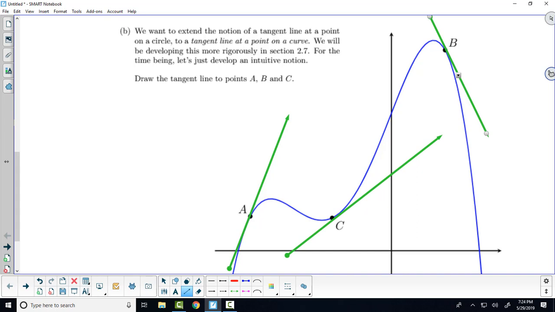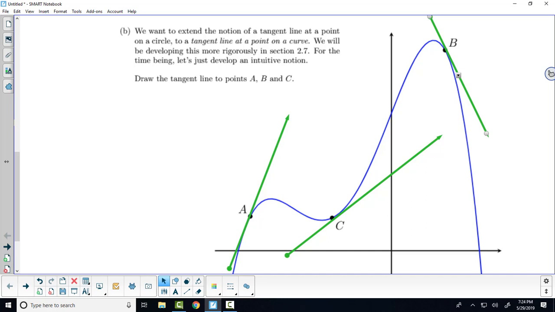Now, I want to highlight something real quick. First of all, does this curve have more than one tangent line? Yes, it has many tangent lines, infinitely many tangent lines, right? So whenever you talk about a tangent line, you can't just leave it at that. I can't say, what is the tangent line? Or give me the slope of the tangent line. You should always specify a location.